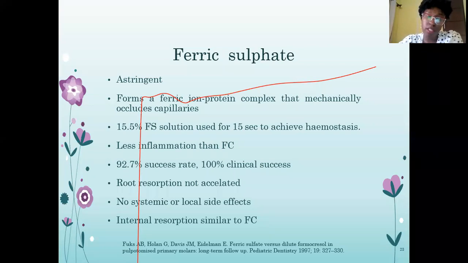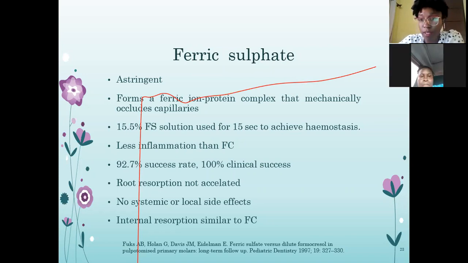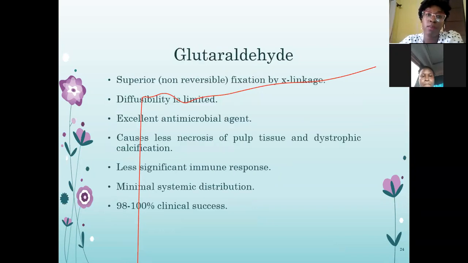92.7 success rate. This is more radiographic, 100% clinical success rates with ferric sulfate. So the thing is that, ferric sulfate is showing up as more superior. It has less safety concerns as a medicament for pulpotomies. The other thing is that root resorption is not accelerated, no systemic or local side effects. Internal root resorption is similar to that in Formocresol.